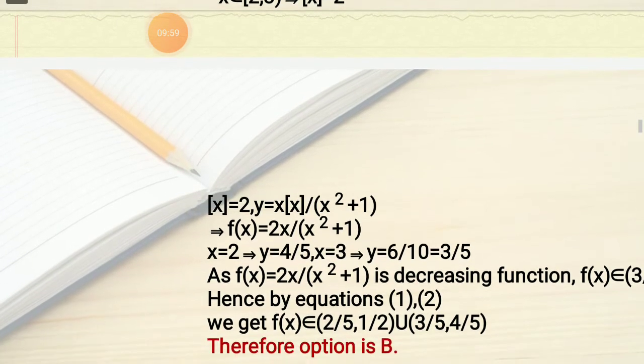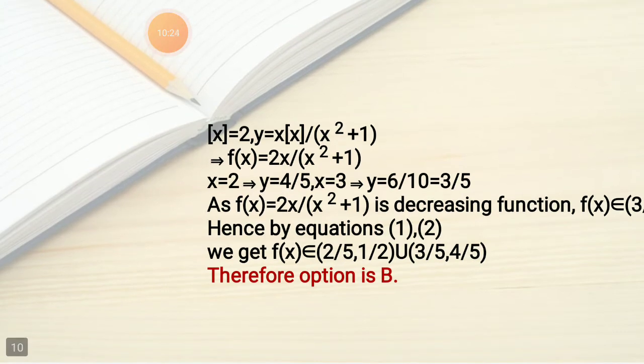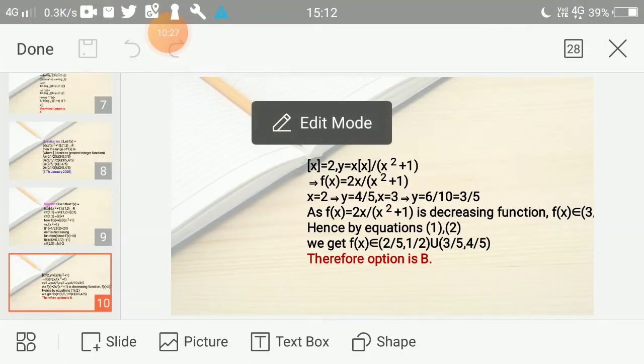So whenever x becomes 2, y is equal to x into x by x square plus 1, or f of x equal to x by x square plus 1 becomes f of x equal to 2x by x square plus 1. Again x equal to 2, this is 4 by 5, x equal to 3, 6 by 10, 3 by 5. But decreasing function means you take the reverse values, 3 by 5 and 4 by 5.